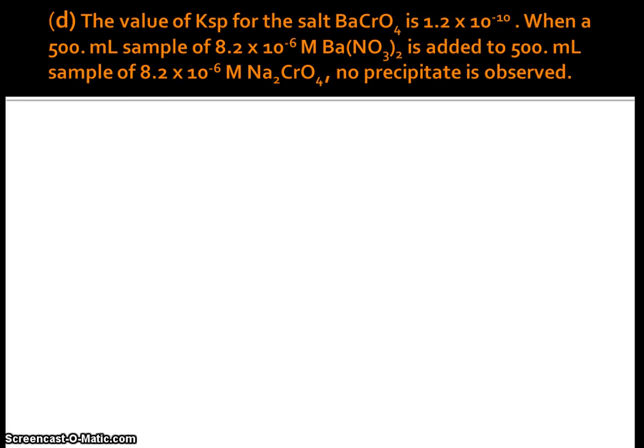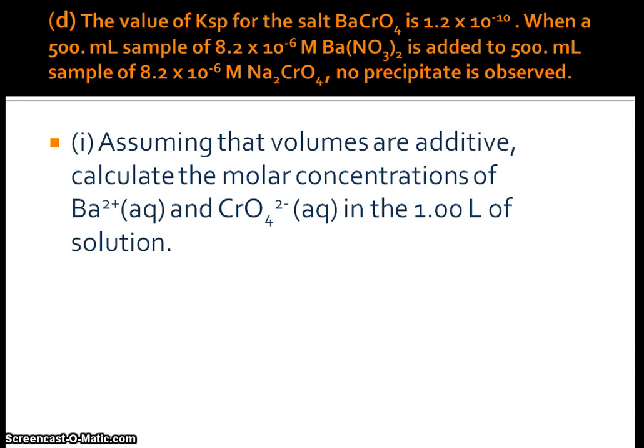D. The value of Ksp for the salt BaCrO4 is 1.2 times 10 to the negative 10th. When a 500 milliliter sample of 8.2 times 10 to the negative 6 molar Ba(NO3)2 is added to a 500 milliliter sample of 8.2 times 10 to the negative 6 molar Na2CrO4, no precipitate is observed. 1. Assuming that volumes are additive, calculate the molar concentrations of Ba2+ and CrO4 2- in the 1 liter of solution.